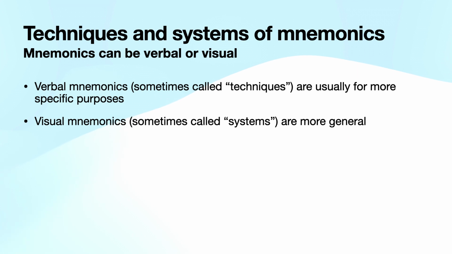So, let's start looking at some examples of mnemonics. Mnemonics can be of 2 types, verbal or visual. Verbal mnemonics are usually more specific, and visual mnemonics are usually more general. Because of this distinction, Higby refers to verbal mnemonics as mnemonic techniques, and he refers to visual mnemonics as mnemonic systems. This seems like a good way to divide up various mnemonics, so I'll use those terms here myself.